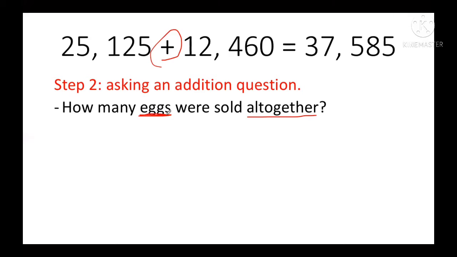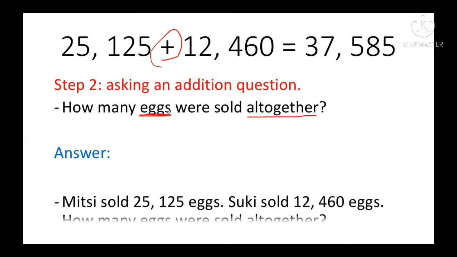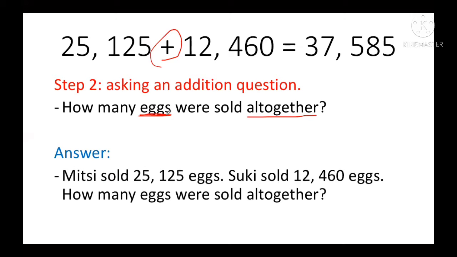And then after that, we need to write down the answer. Here I chose the names Michi and Suki. These are just part of my imagination. Again, in creating your own problem, you need to think of names that you want to put.